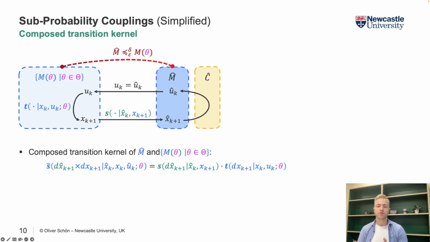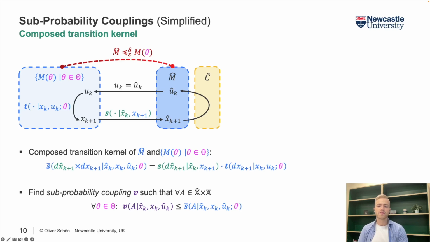For prior works, we would now show some properties of this composed transition kernel. However, if you look at this, we still have the influence of our unknown parameters. And that's what we address. We want to find some subprobability measure that lower bounds this composed transition kernel for all possible theta. And we can then show these properties for this subprobability coupling.